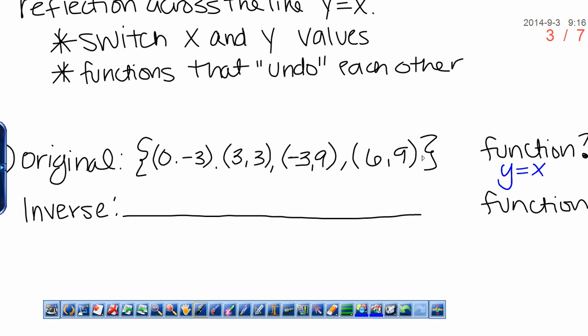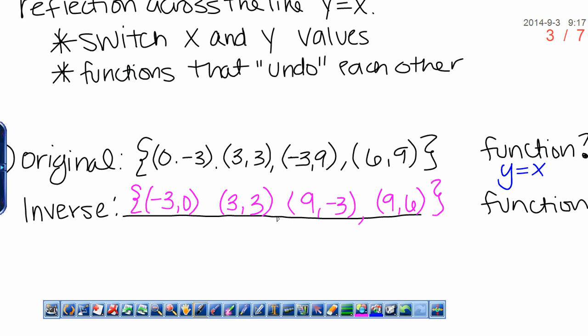Okay, if I asked you for the inverse of this function, what do you think we're going to do? In each point. Yep, that's all you do. Every year we try and make this harder than it is. Don't make it harder than it is. When you're asked for the inverse of a point, you just switch the locations. So, -3, 0. 3, 3. 9, -3. 9, 6. That is the inverse of that data.